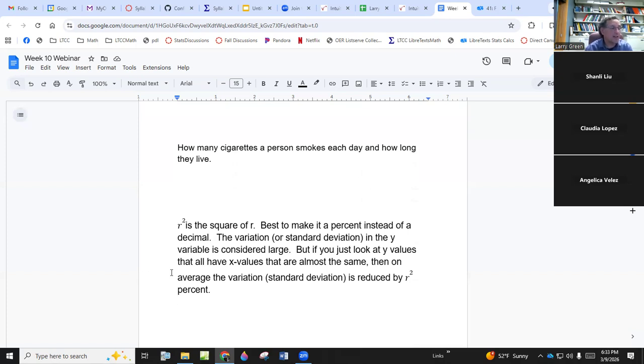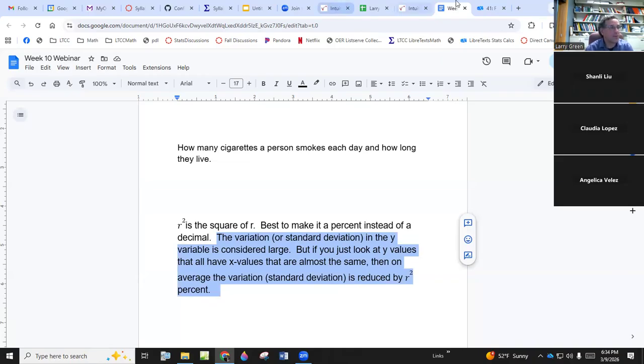All right, so now it's time to talk about R squared. Okay, R squared is the square of R. But it's more than that. It's best to make it a percent instead of a decimal. In other words, you want to think of it as a percent because it's easier to interpret as a percent. As I mentioned as an example, but here's more of a template: the variation in the y variable is considered large. But if you just look at the y values that all have x values that are almost the same, then on average, the variation is reduced by the R squared percent.